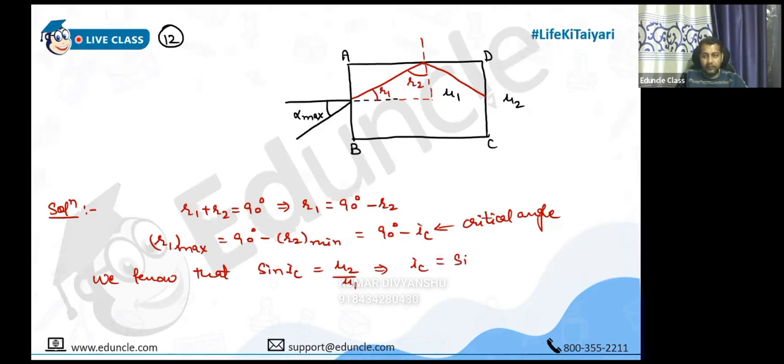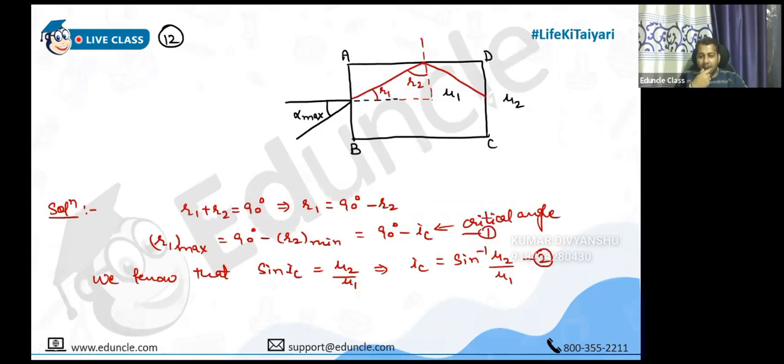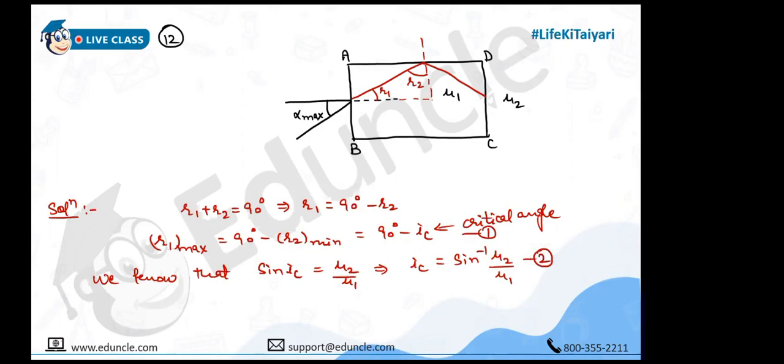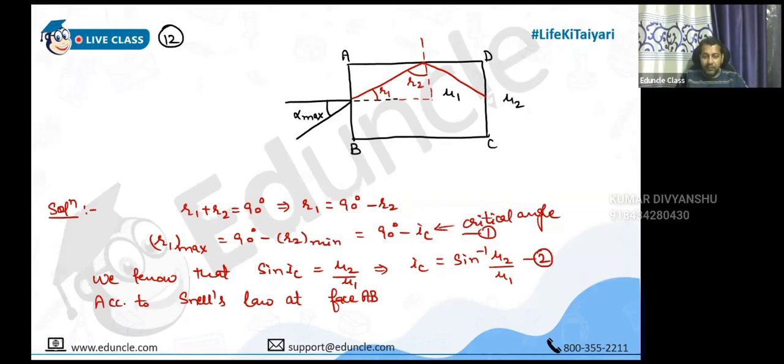So this is number 1, this is number 2. So you can substitute. Okay, so we have to get what? Alpha max. Means Snell's law also has to be applied at the surface AB. But first of all, we can substitute this here, I think. No, later on, I think we will be comfortable substituting this. So according to Snell's law at face AB, sin alpha max by sin R1 max will be mu1 by mu2, no?